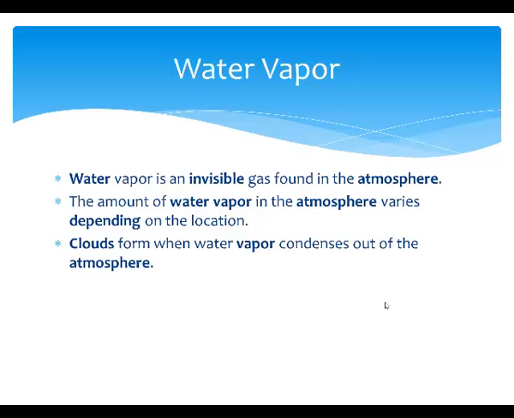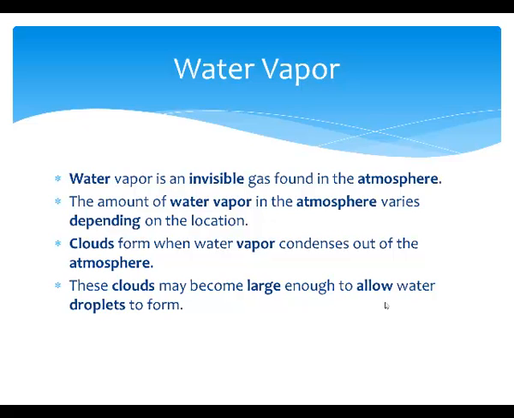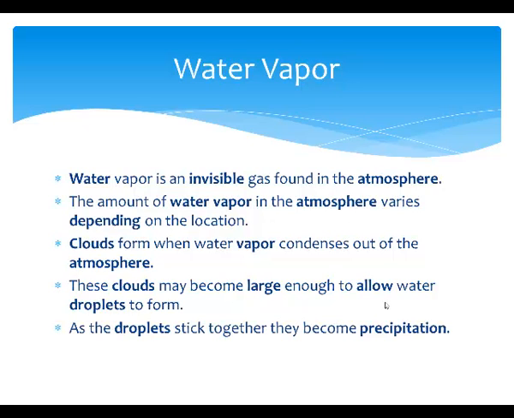Clouds form when water vapor condenses out of the atmosphere. So that water vapor that is evaporated floats around in the atmosphere. It eventually will condense. The clouds may become large enough to allow water droplets to form. And as the droplets stick together, they become precipitation.